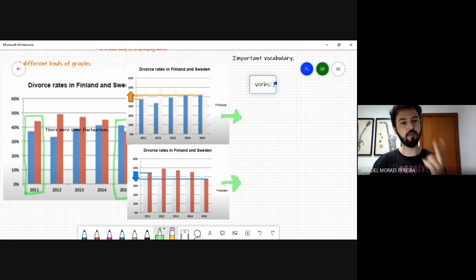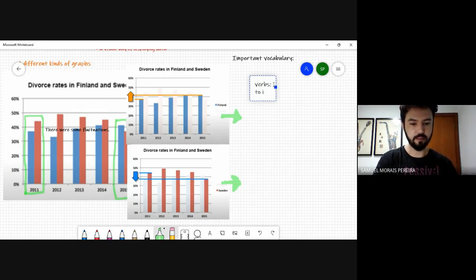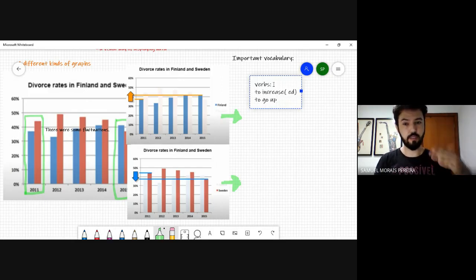Subir e aumentar. In Portuguese, basically, I have two verbs. So basically, I could say that something increases over the year. The verb is regular, so I just add ed. Increase é aumentar. But I can also say to go up. Go up é subir, ir para cima. Go up é aumentar também, but go up in the past is went up. We say went up, okay?